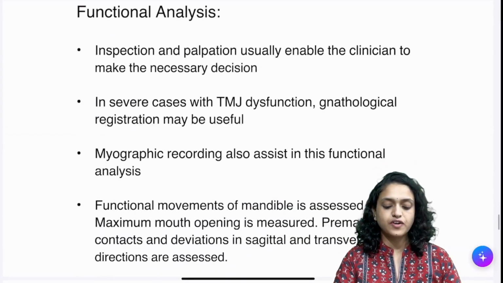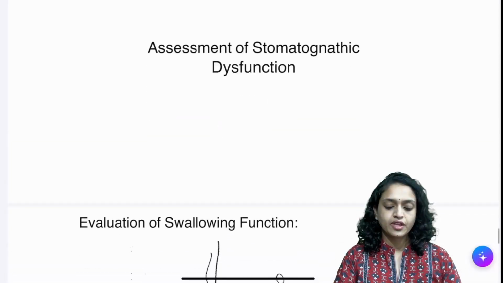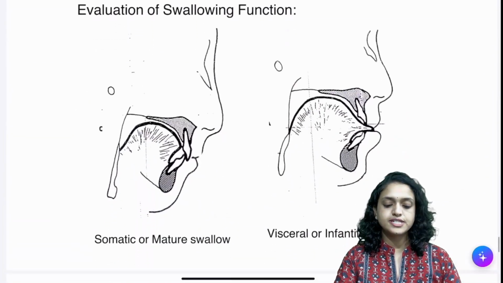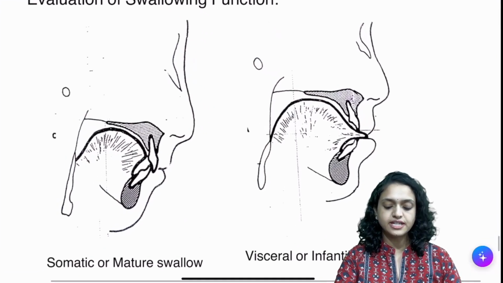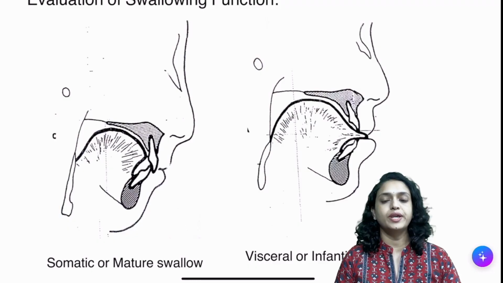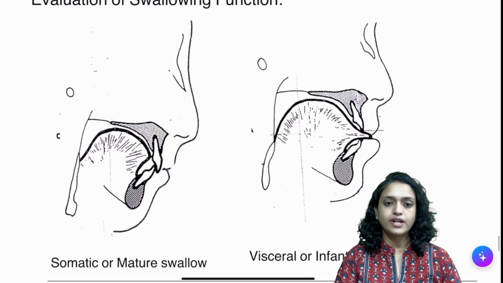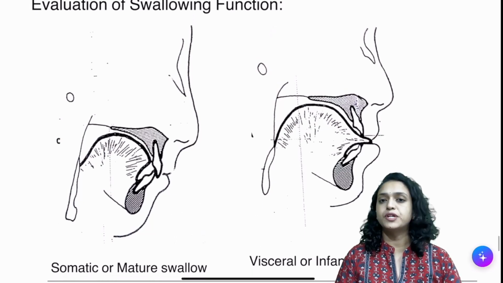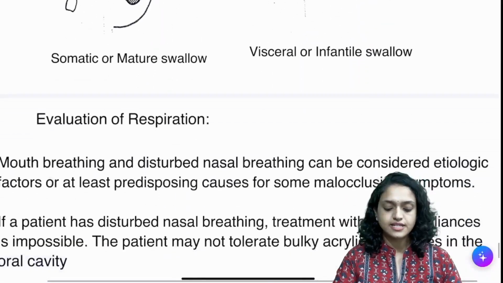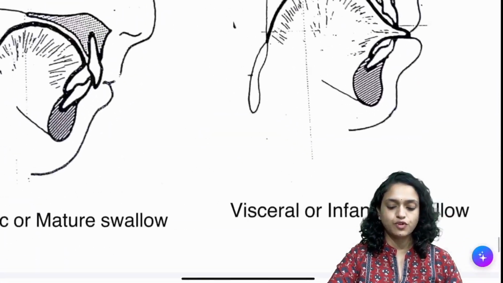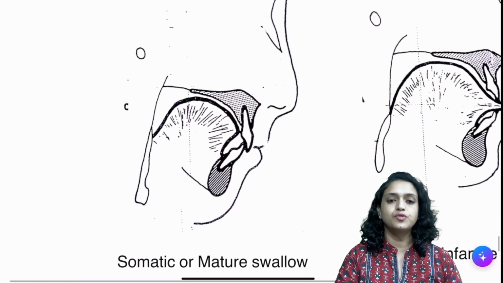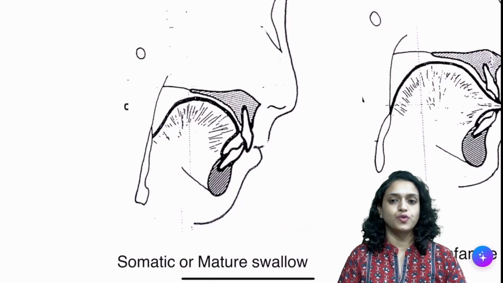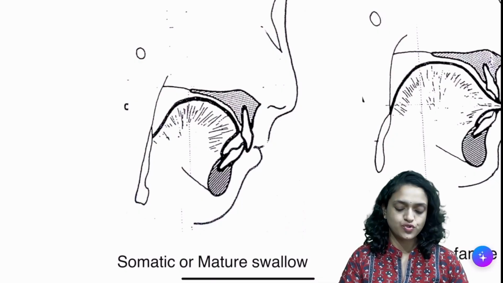Next is functional examination. First is assessment of swallowing. So basically we need to understand two types of swallow generally present in patients. One is a somatic or a mature swallow. The next is a visceral or infantile swallow. First we'll come to mature swallow. What are the features of a mature swallow?